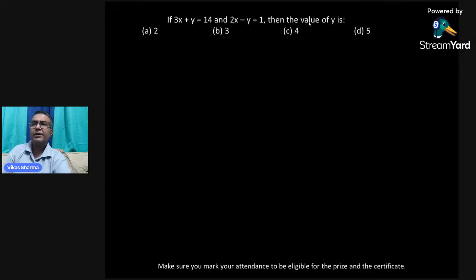Right, let's move to the next question. If 3x plus y is equal to 14 and 2x minus y is equal to 1, then we have to find the value of y. This should be pretty straightforward and simple.